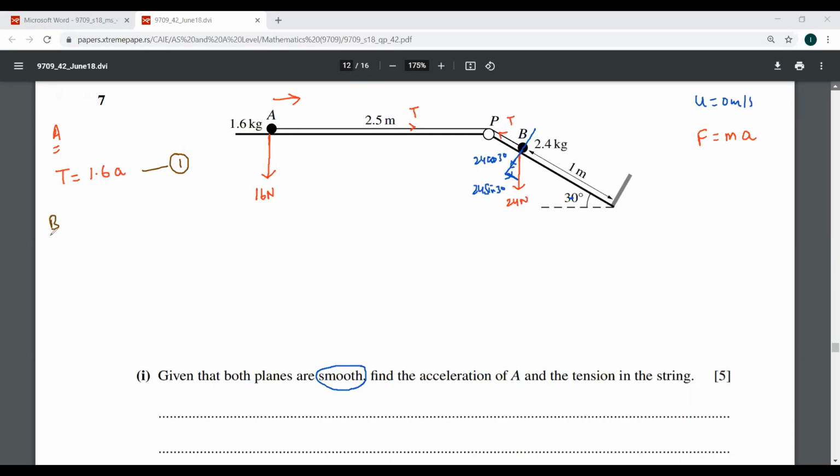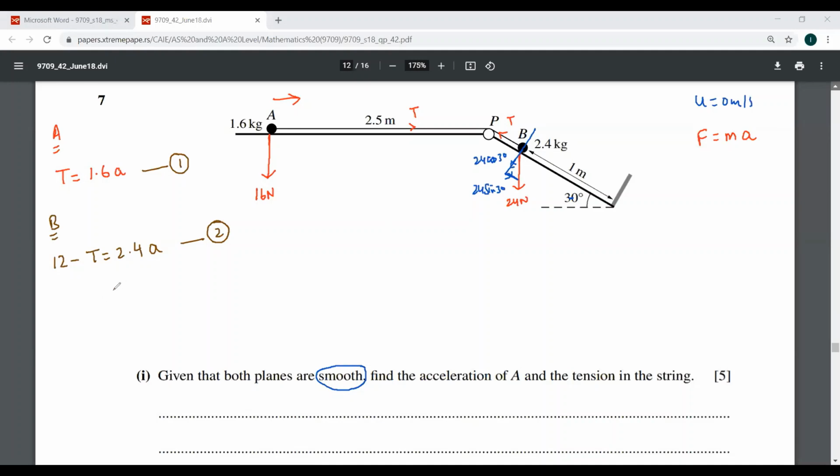Now the particle B is sliding down the plane. And how many forces parallel to this plane are acting on it? Two forces. One is its weight, which is 24 sine 30. We know sine 30 is half, so that is going to be 12, minus the upward tension. And that is equal to 2.4a. That is your second equation. So if you solve these two equations simultaneously, you will be able to find the acceleration and the tension. Okay, so please do that for me quickly.